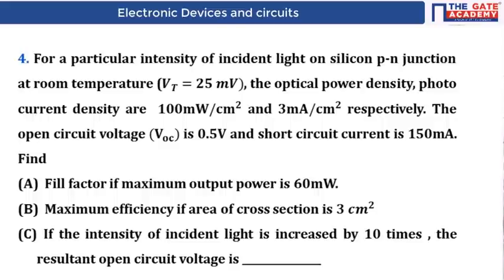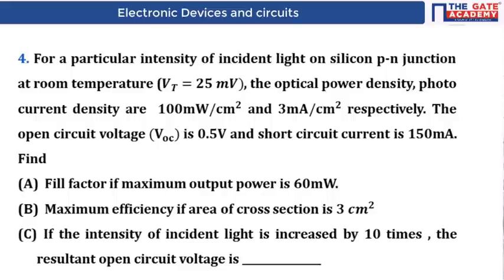Now what is asked here is, first part of the question, find the fill factor if the maximum output power is 60 milliwatts. Second part of the question is that we have to find out the maximum efficiency if the area of cross section is 3 centimeters square. Third part of the question is that if the intensity of incident light is increased by 10 times, then the resultant open circuit voltage is dash. So these are the three questions which are present inside the fourth one.